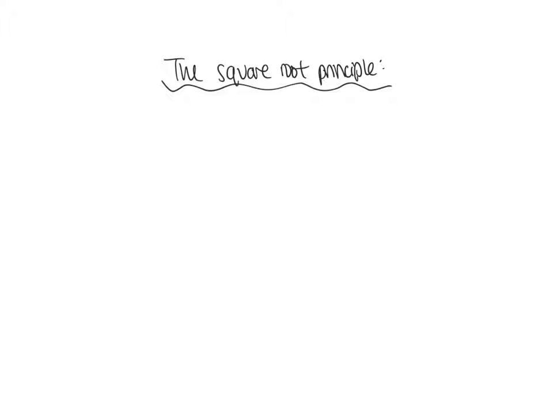Hi, there was a question about the square root principle. Okay, so I'm going to make some examples. Let's say we have x squared equals 3, x squared equals 4, x squared equals 5, x squared equals 6, x squared equals 7, x squared equals 25, x squared equals 16, x squared equals 81.